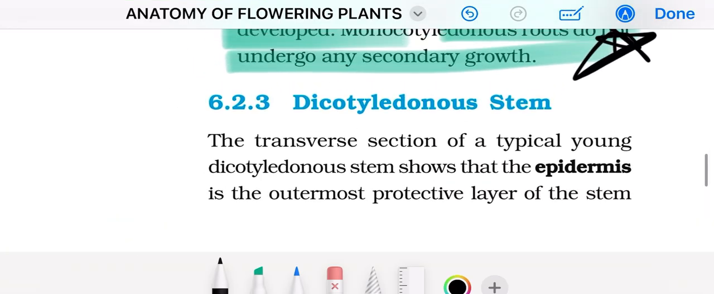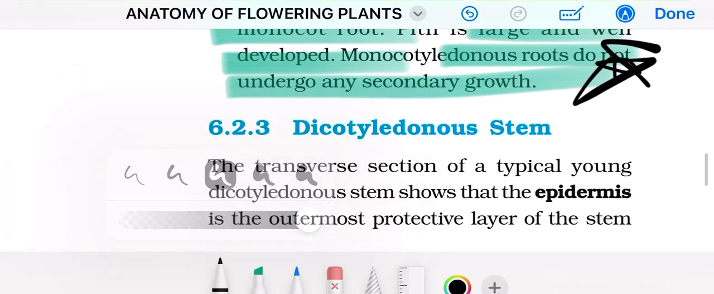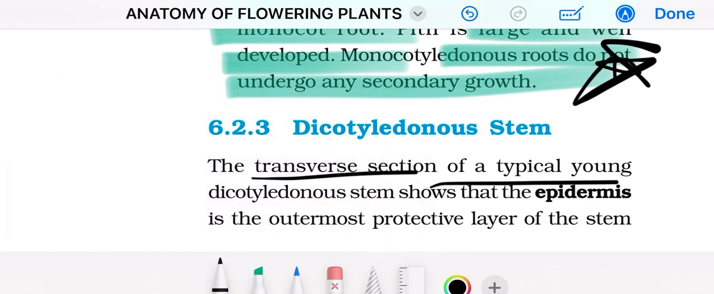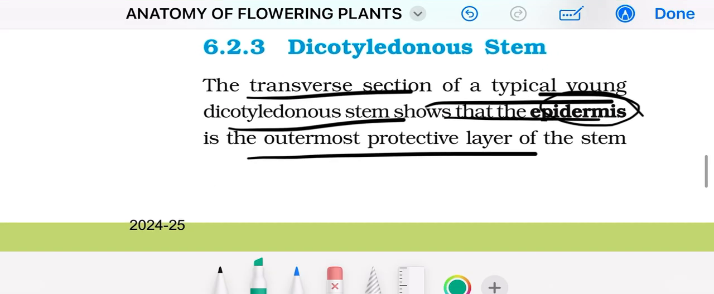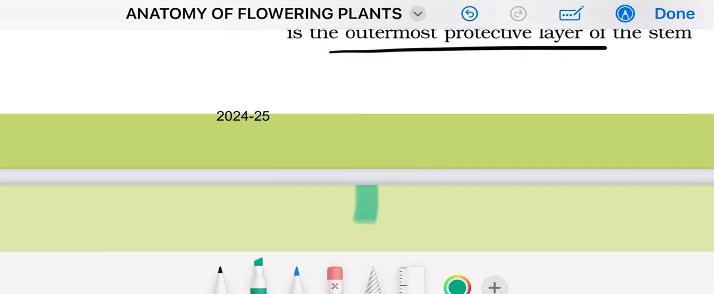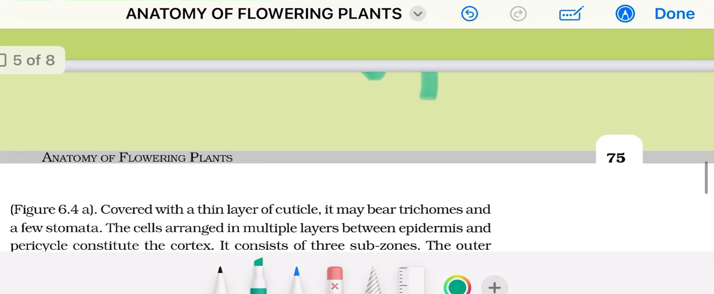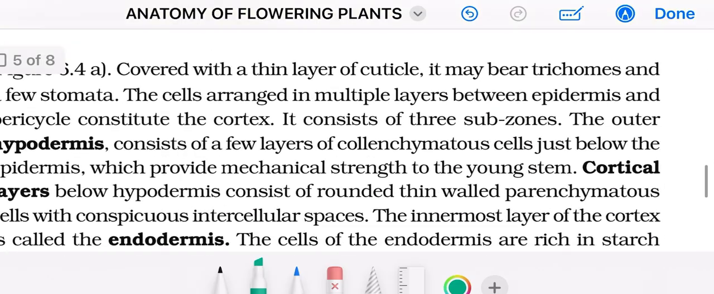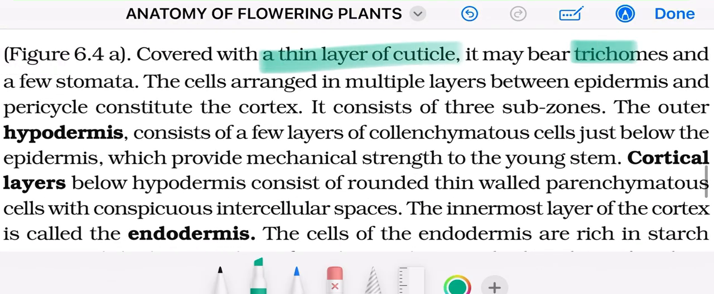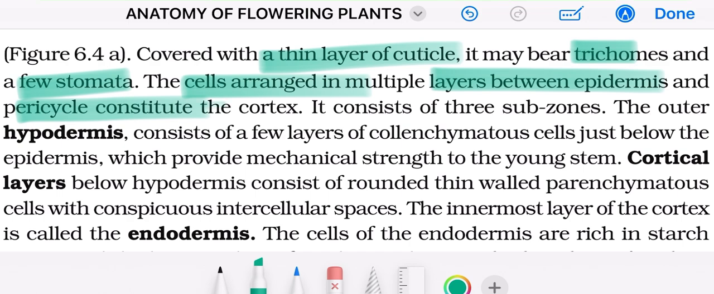Now, dicotyledonous stem. This transverse section of a typical young dicotyledonous stem shows the epidermis is the outermost protective layer of the stem, covered with a thin layer of cuticle. It may bear trichomes and a few stomata. The cells are arranged in multiple layers between epidermis and pericycle. They constitute the cortex. It consists of 3 subzones.